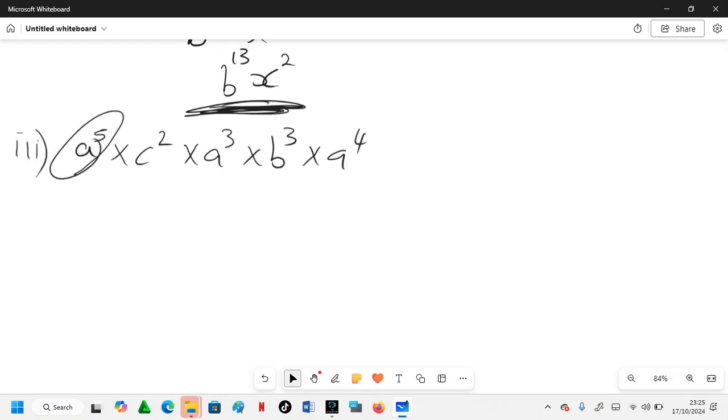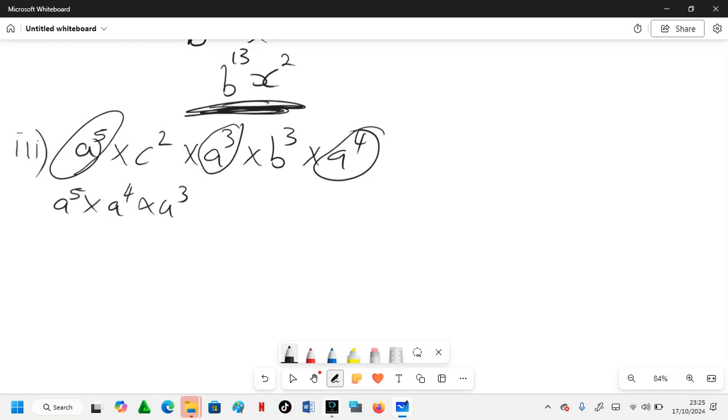So we are collecting the same bases: a to power 5 times a to power 4 times a to power 3. Then we go to the other bases that are the same. No other bases are the same, so we just have times c to power 2 and then times b to power 3. So this one we can do the necessary.